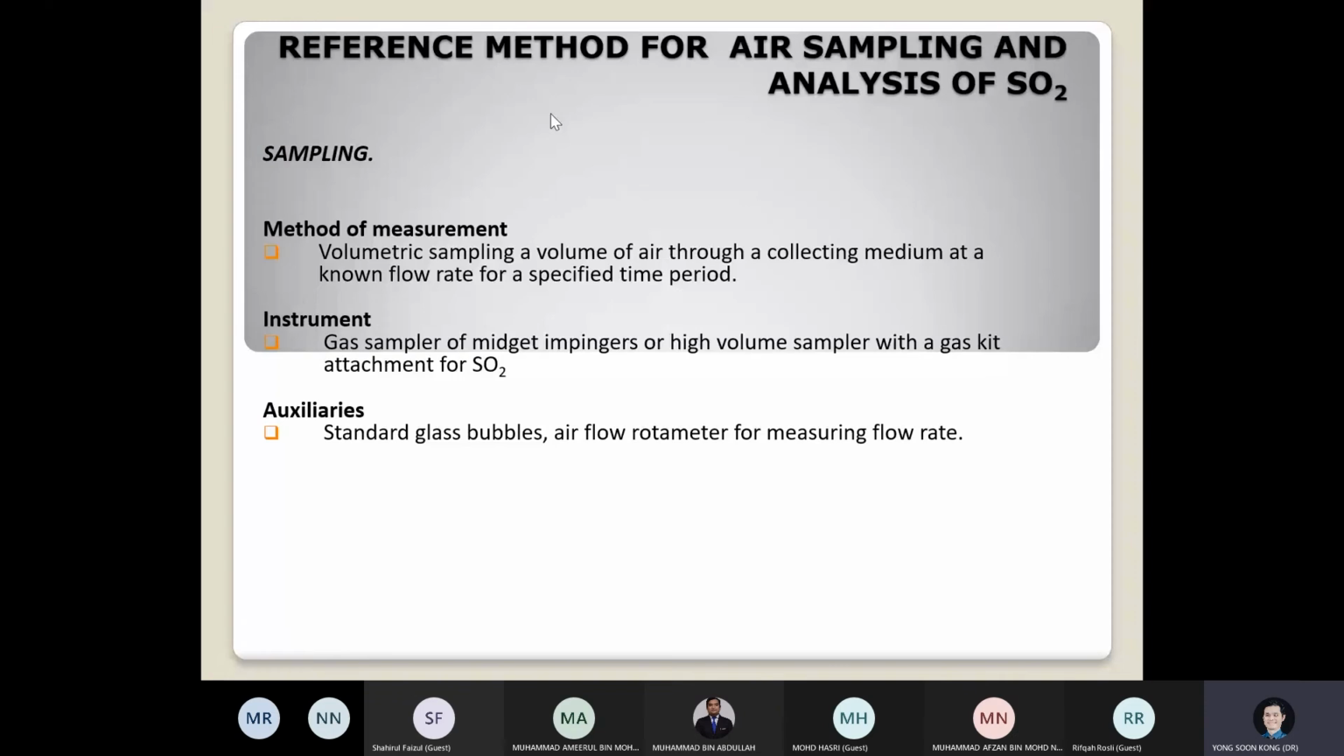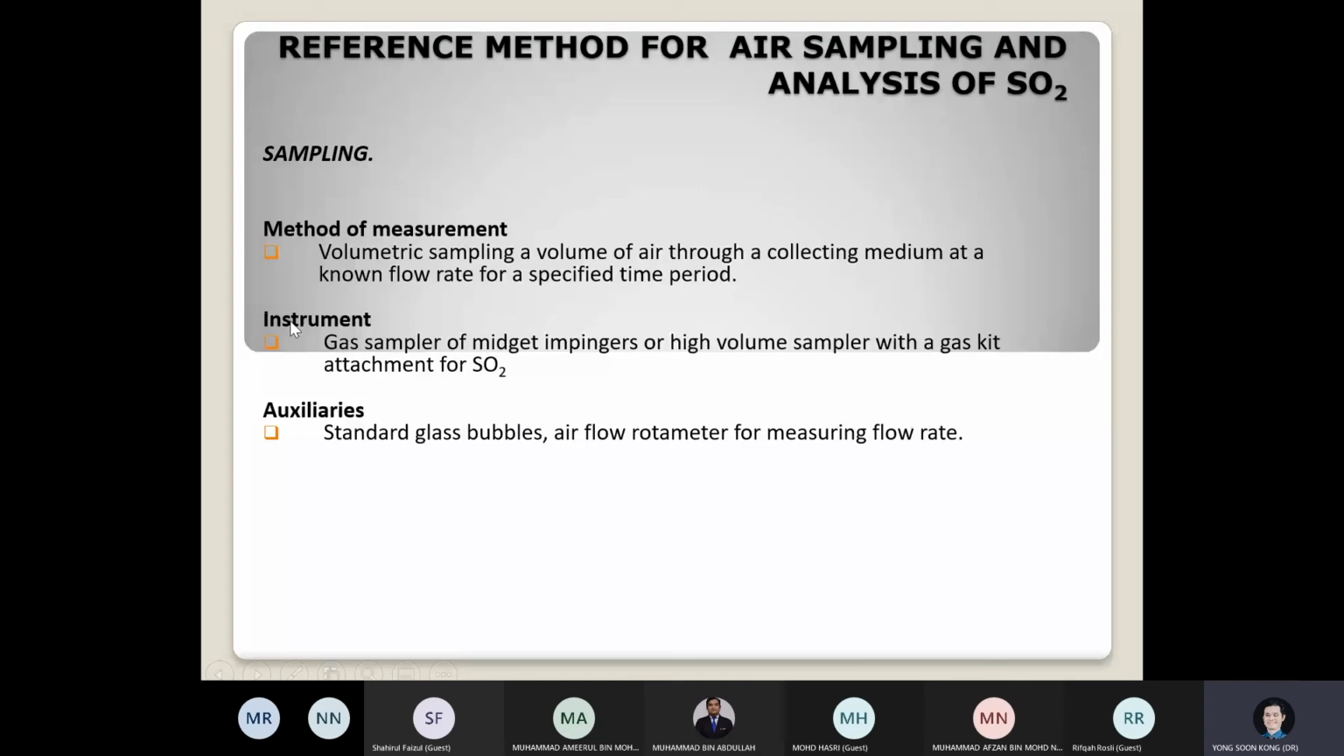So these are the method, instrument, and also auxiliary equipment that you need. Like I said, the last one, the auxiliary: the standard gas bubblers, last bubblers, and also the rotameter. Now, the rotameter is the one that measures your flow rate. It is very important that you know your flow rate, and it has to be constant during the sampling.